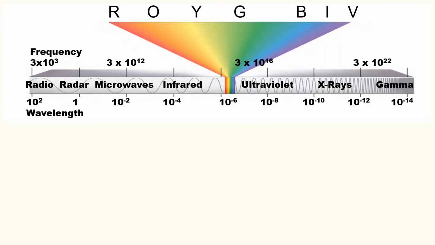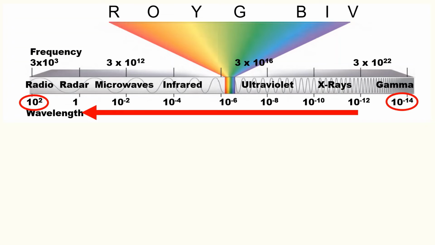Gamma rays are on the far right, and we can see there's very little space between the crests, meaning it has a small wavelength. We can also see the value for wavelength is given as 10 to the negative 14, representing a small number, which is much lower than 1. Compare that with radio waves on the left with a wavelength value of 10 to the second, which represents 100, a number greater than 1. This shows us wavelength increases moving from right to left.